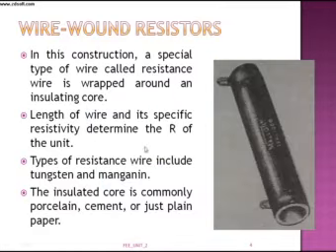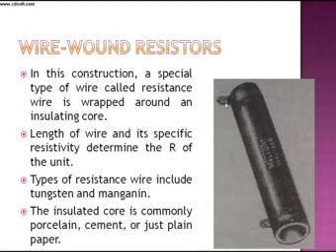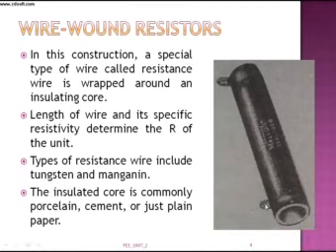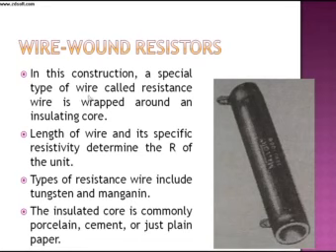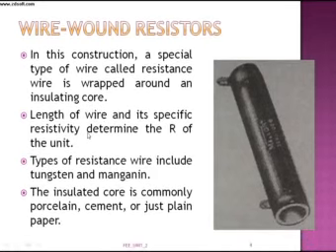First, let us see the wire wound resistor, which comes under the category of fixed value. It has two terminals. It is made up of a special type of wire that forms the resistance, wrapped around an insulating core. The length of the wire and its specific resistivity determine the value of the resistance. The types of resistance wire include tungsten or manganese. The core material may be porcelain, cement or just plain paper.